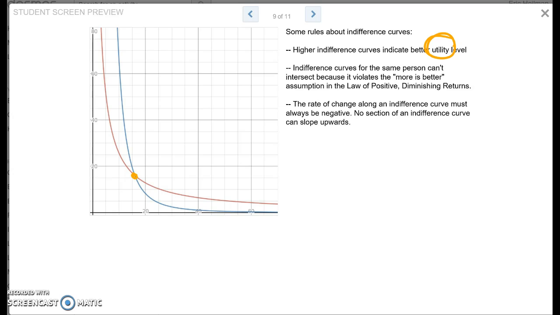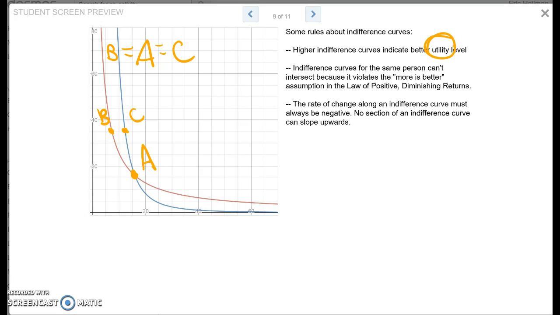Indifference curves for the same person can't intersect because it violates the more is better rule and also just some fundamental rules of logic. So if we look at this point where these two indifference curves intersect, that means that I should be equally happy at points B and C. So just using a little basic algebra reasoning, points A and C are both on the blue indifference curve, so that means A should make you equally happy as C. Points A and B are also on the same indifference curve, the red one. That means that point B should make you equally happy as point A, which means that all three of these points should make you equally happy.